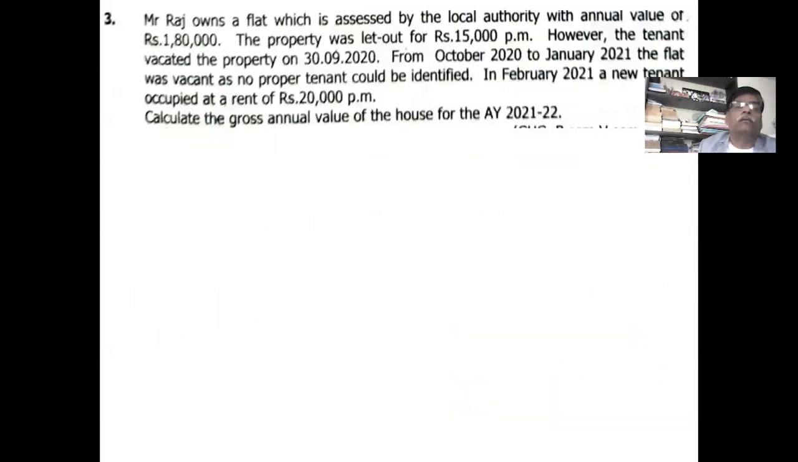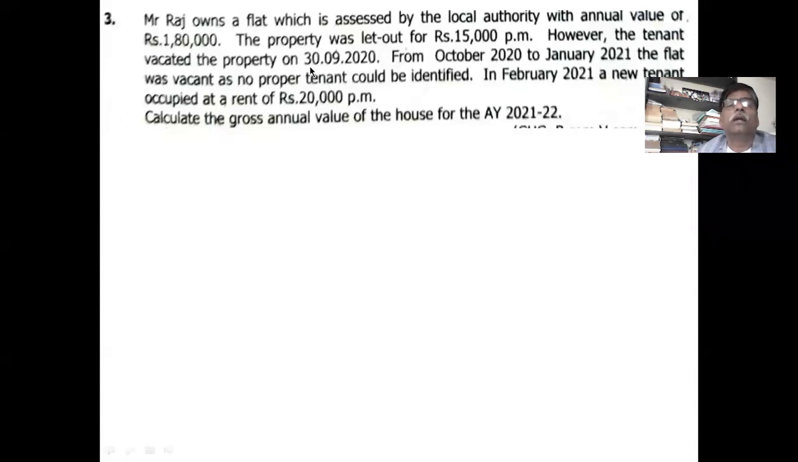Then you see this problem. In this problem, Mr. Raj owns a flat, assessed by the local authority with an annual value of 1,80,000. Local authority means municipal authority. Municipal value is 1,80,000. The property was let out for 15,000 per month. 15,000 per month is the rent.